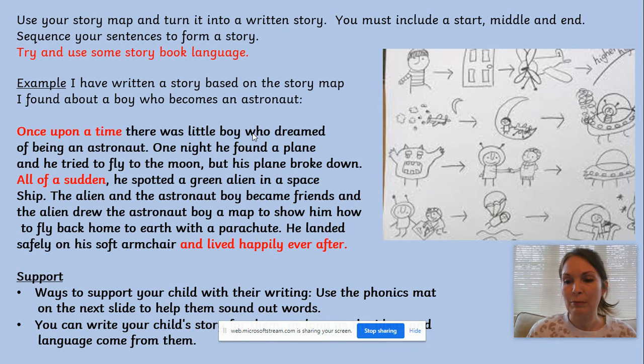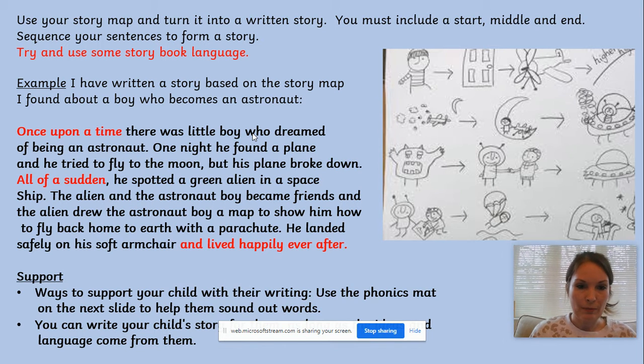So I've retold my story of the little boy who pretended to be an astronaut in words to remind me what I planned. And you did that earlier on the previous slide. But now I'm going to use my story map and turn those ideas into full sentences. And I'm going to try and use some story language as well to fly high. So here's what I had to go at writing, and it's on my screen, but I'll read it out loud to you.